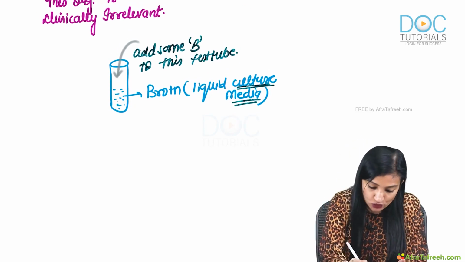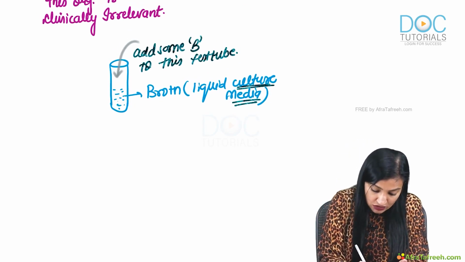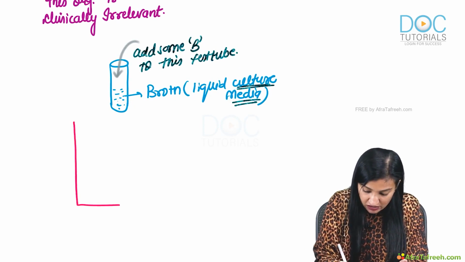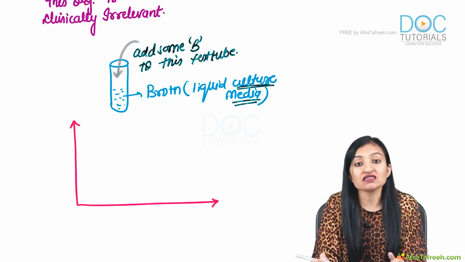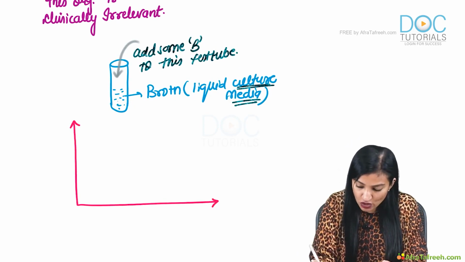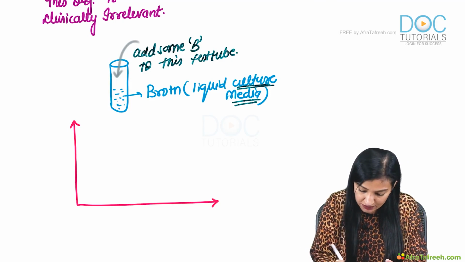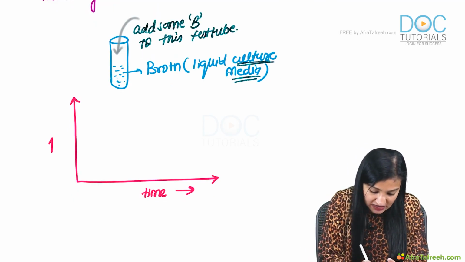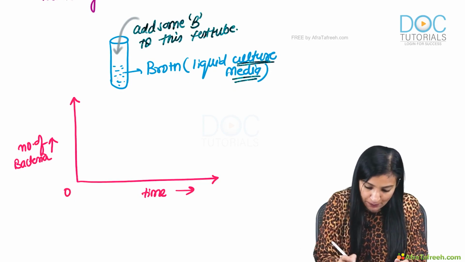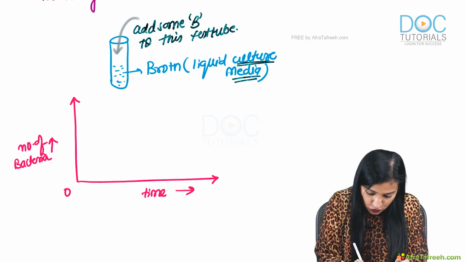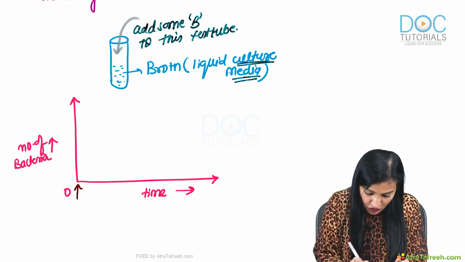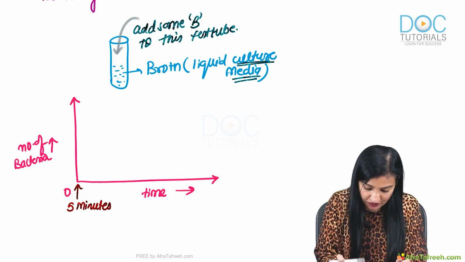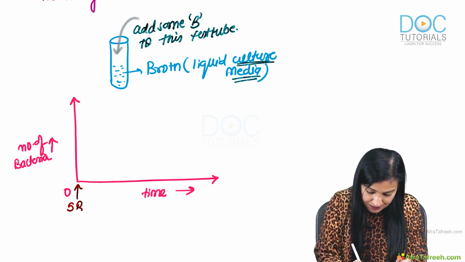So now we are going to see how the growth of the bacteria will occur, and we are going to understand this by plotting a graph. On the x-axis we have time, and on the y-axis we have the number of bacteria. Suppose we add 5 bacteria to this test tube. At time 0 we just added 5 bacteria.